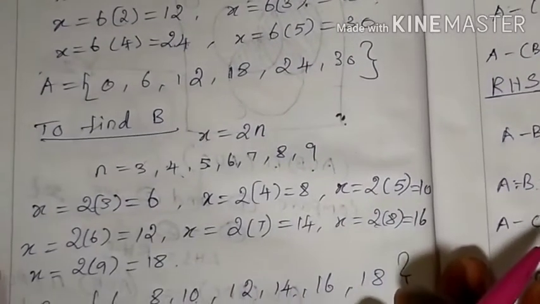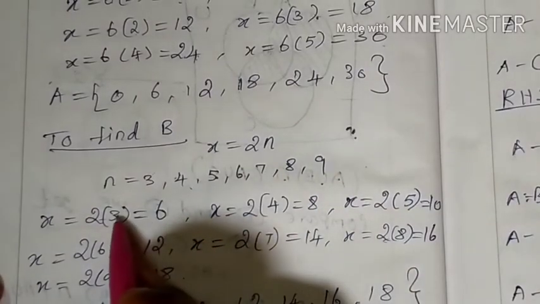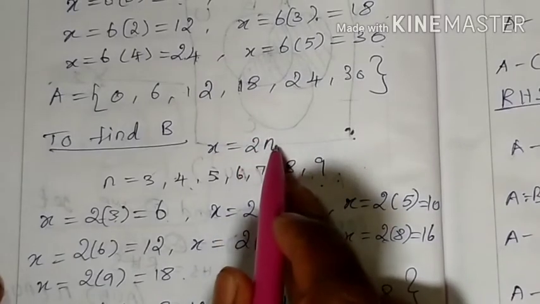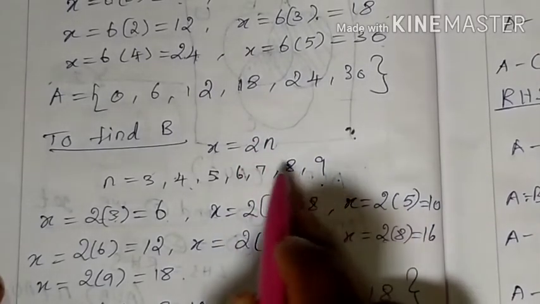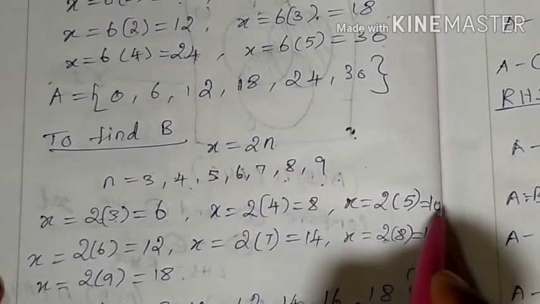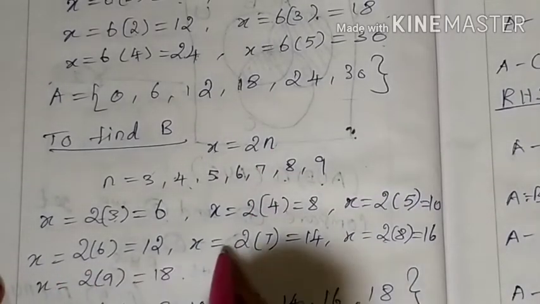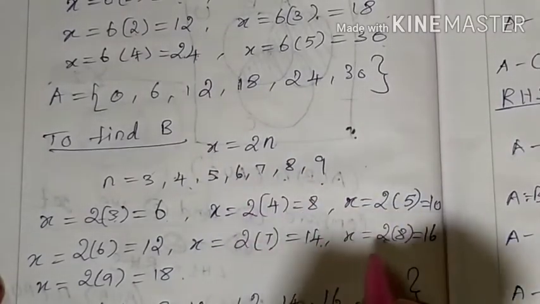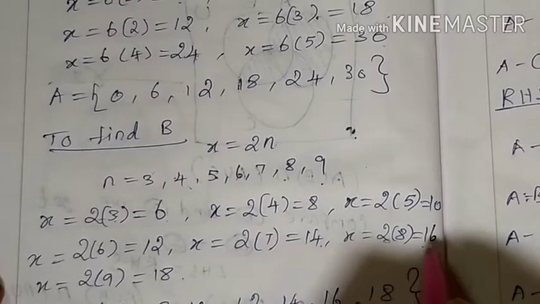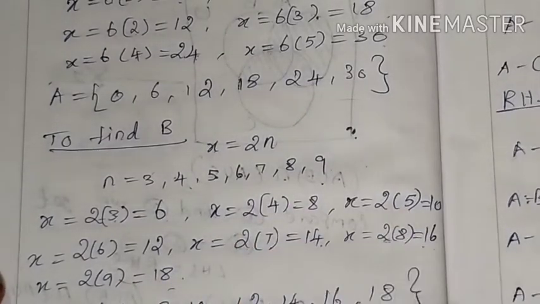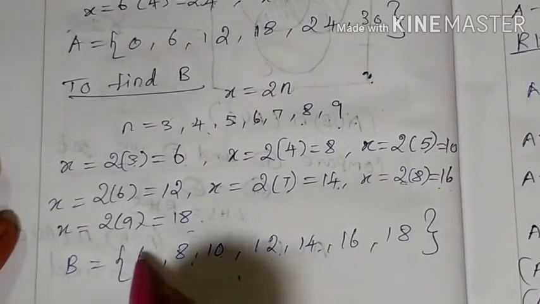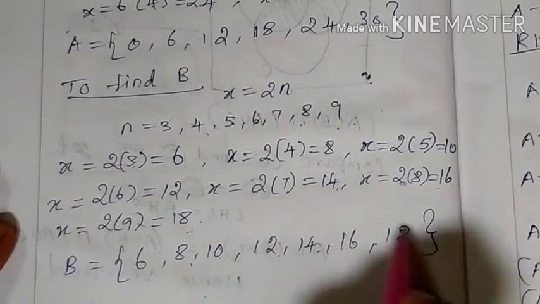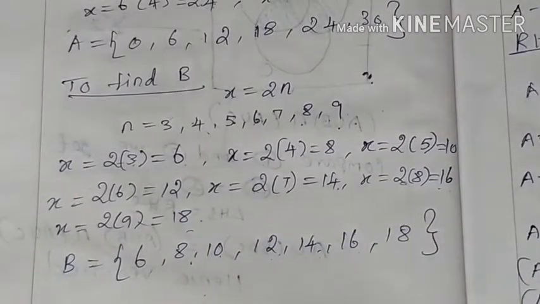So one by one we substitute. We get first 3, 2 3s are 6. Here this is a general term, replacing by n, 2 4s are 8 and 2 5s are 10, 2 6s are 12 and 2 7s are 14. So one by one 6, 7, 8, 2 8s are 16 and 2 9s are 18. Then the collection of set B is equal to the set of all 6, 8, 10, 12, 14, 16, 18. These all are multiples of 2 because the general form is 2n.